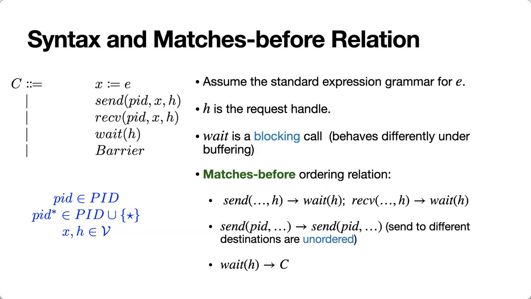The only difference in receive is that your PID argument could very well take star as an input, which essentially means that it's a postbox receive. It can receive messages from any sender who's targeting this particular receiver process. And then we have this blocking wait call, which takes in an argument, this handle H. Now, this handle H uniquely identifies a non-blocking request. So wait would block unless the non-blocking request associated with this handle H has finished its execution. Now, what does finish, or complete, essentially mean?